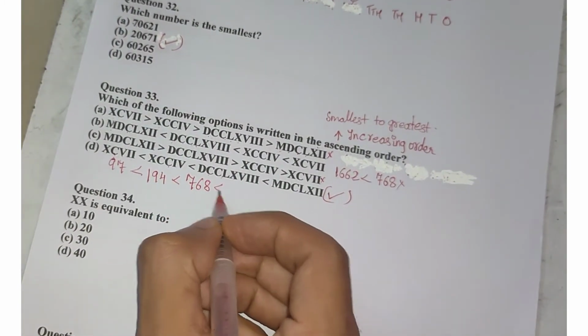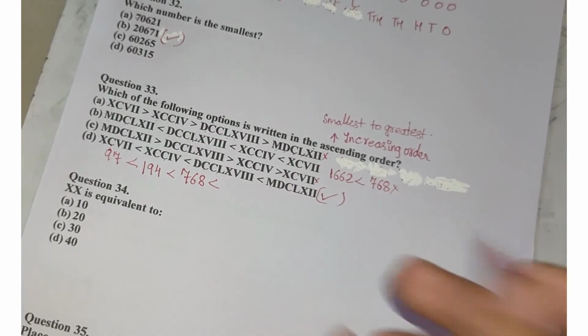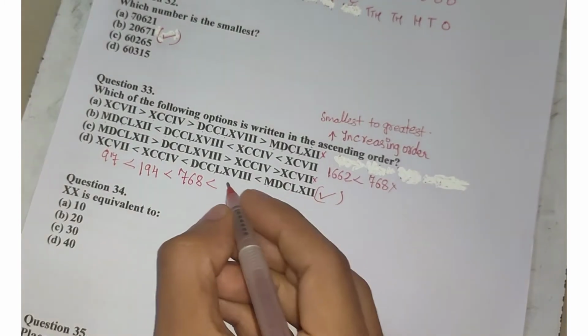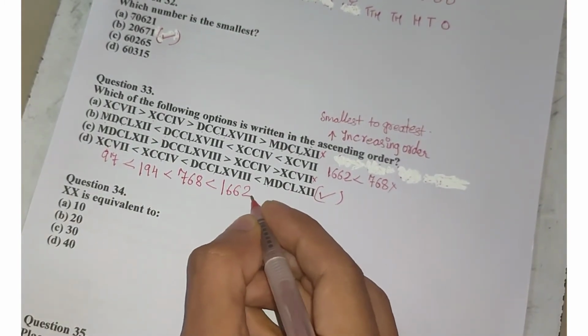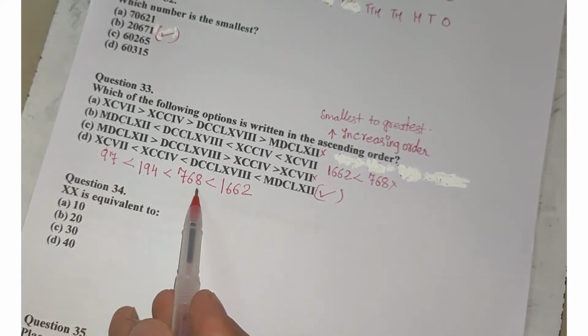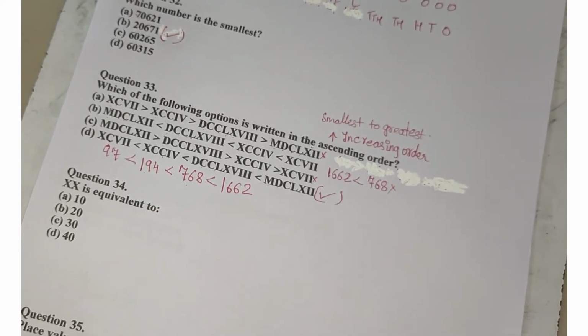So we are moving quite accurately now. M is for 1000, D is for 500. So 1500 plus 100, 1600 plus 50, 1650 plus 10, 1660 plus 2. So it is 1662. So now we can see that 97, then 194, then 768, then 1662. So option D is correct.